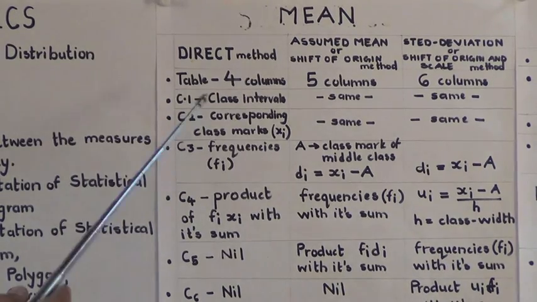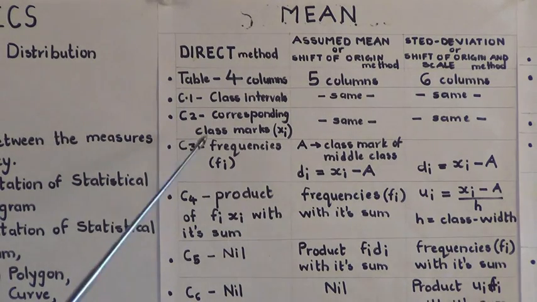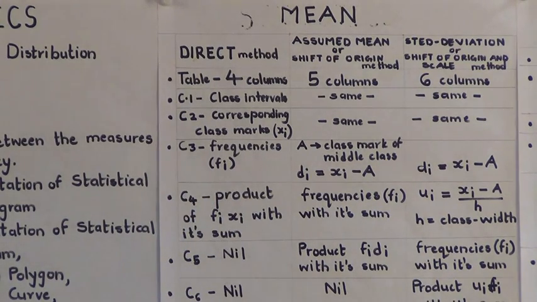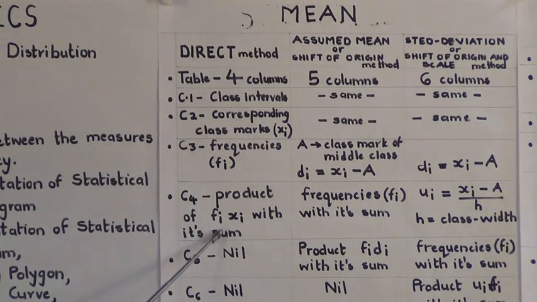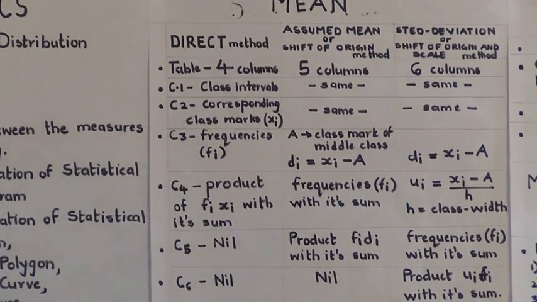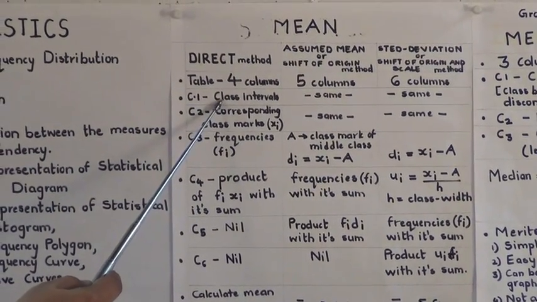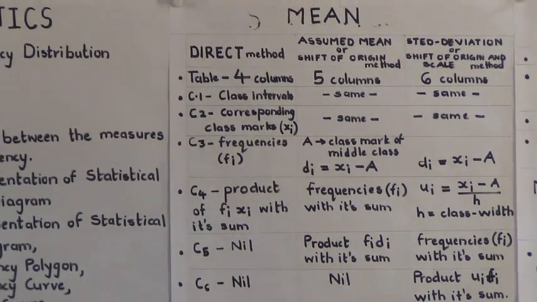The first column has all the class intervals as given in the sum. The second column has the corresponding class marks written. The third column consists of the frequencies once again, which is given in the sum. The fourth column, you have to find out the product of the corresponding class marks and the frequency, and then finally find the sum of all the products. So these are the 4 columns. First column with the class interval, second with the class marks, third with the frequencies, and fourth with the product.